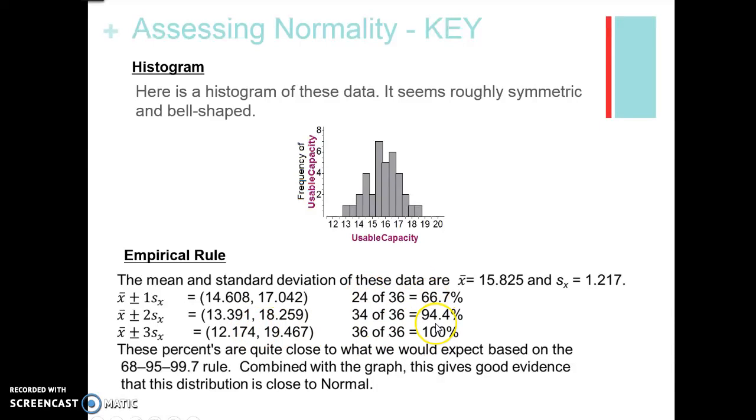So then you don't just want to give this, you want to give some sort of explanation. Like, does this fall in the empirical rule? Why? Does it not? Why not? So look at what this explanation says. The percents are quite close to what we would expect based on the 68, 95, 99.7 rule. Combined with the graph, this gives us pretty good evidence that it's close to normal. So you're always making sure that you do 2 proofs to show that it's approximately normally distributed. Obviously, this is off by about 3. This is off by 1. This is off by just a smidge, but these can be off by a couple percentage points, and that's okay. There's no hard and fast rule that if they're off by 5, it doesn't work.